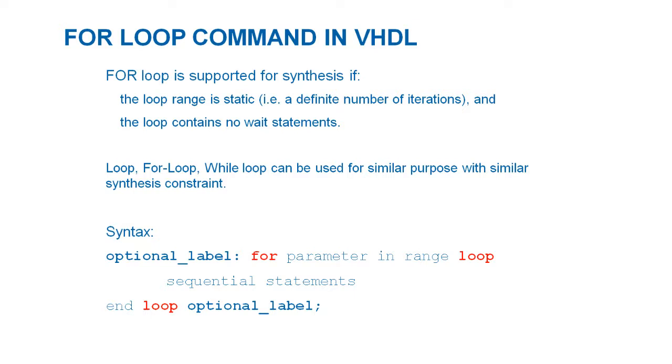We can give it an optional label. Of course, we use the keyword for, and then we have a parameter in a given range, and this range needs to be static if we would like to synthesize this for loop. Otherwise, we can use it in a test bench. Then we have the loop keyword. We put in the statements that we would like to implement. It can be one, it can be many, and then we end by closing it, saying end loop and then the optional label that we gave.